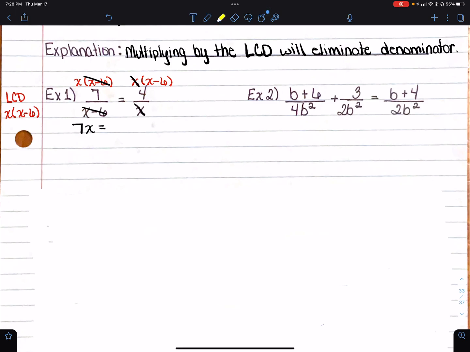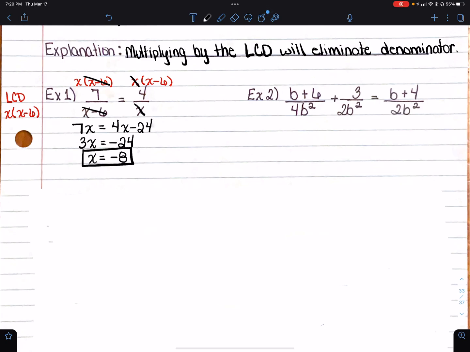Now we can distribute that. 4 times x gives me 4x. 4 times -6 gives me -24. Now we can go ahead and finish solving that. Bring the 4x over, so subtract 4x from both sides. We have 3x equals -24. Divide both sides by 3, and we get x equals -8.